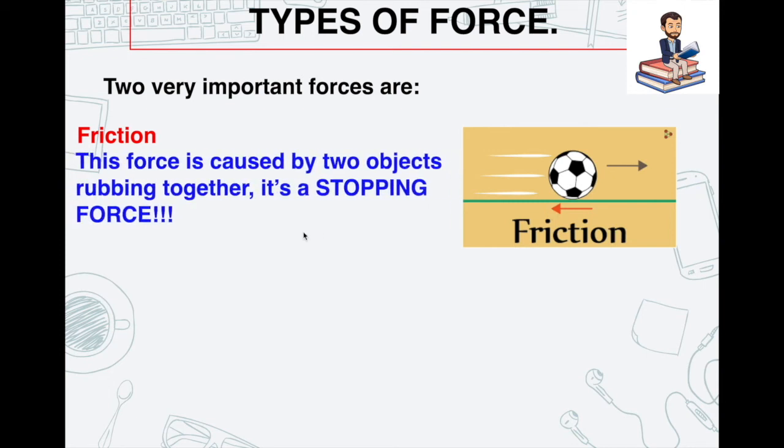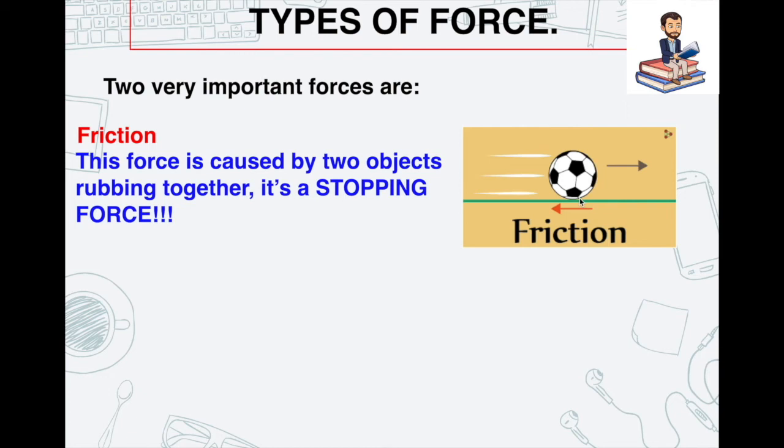So the force is caused by two objects rubbing together, basically. So even though this ball is rolling, it's actually still causing a rubbing motion on the grass, for example. And friction is actually what we call a stopping force.